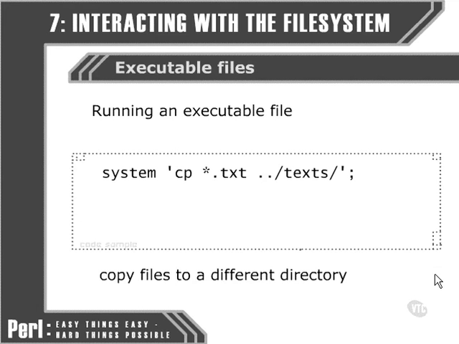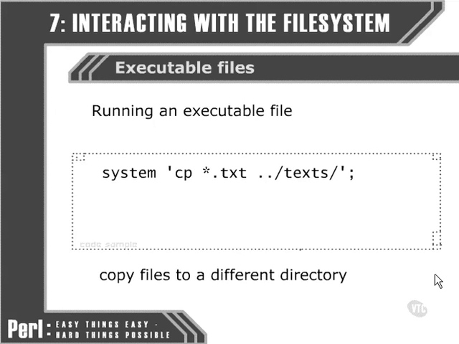For instance, here is an example of calling a program using the system function, which is Perl's way of running an executable file from the file system. We're running the CP program, which is simply going to copy all the text files into a different directory. Now the CP program is accessible from the file system path.